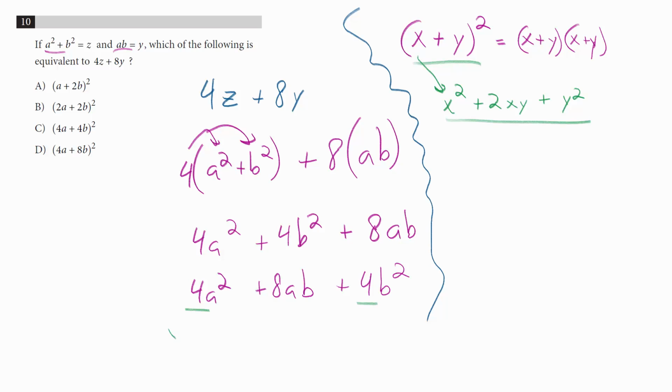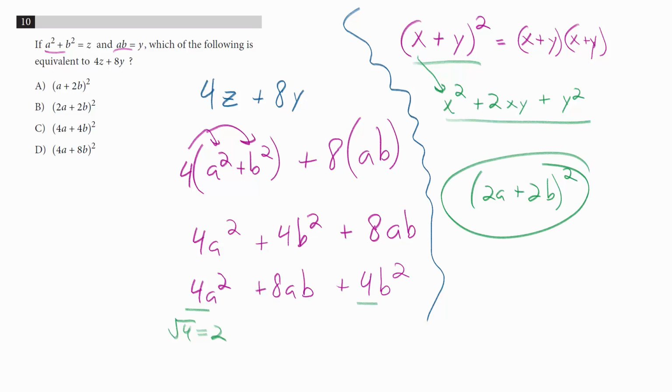And the square root of 4 equals 2, so the coefficient on a and b are both going to be 2. So this would mean that we have 2a plus 2b all squared, which means that option B is our answer.